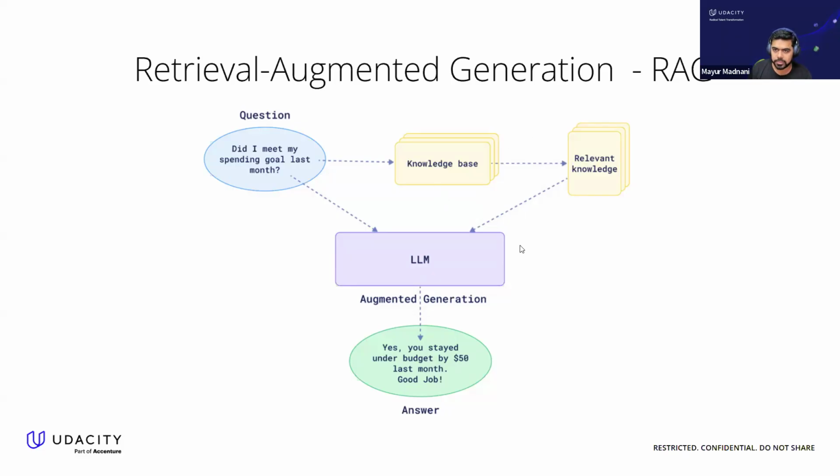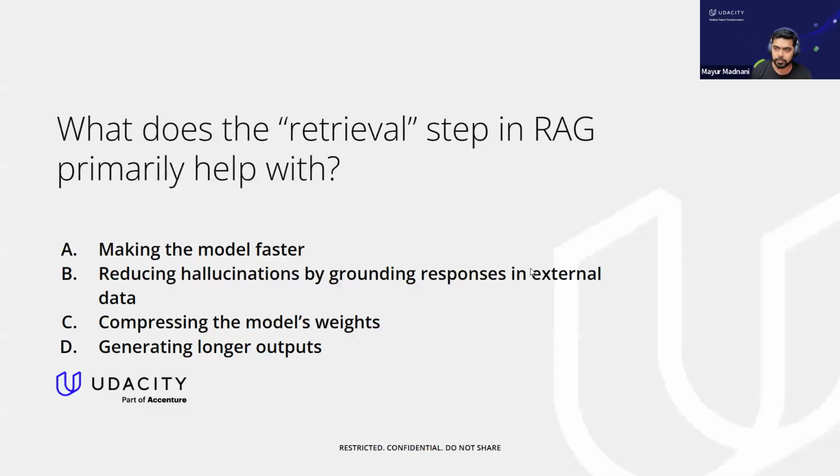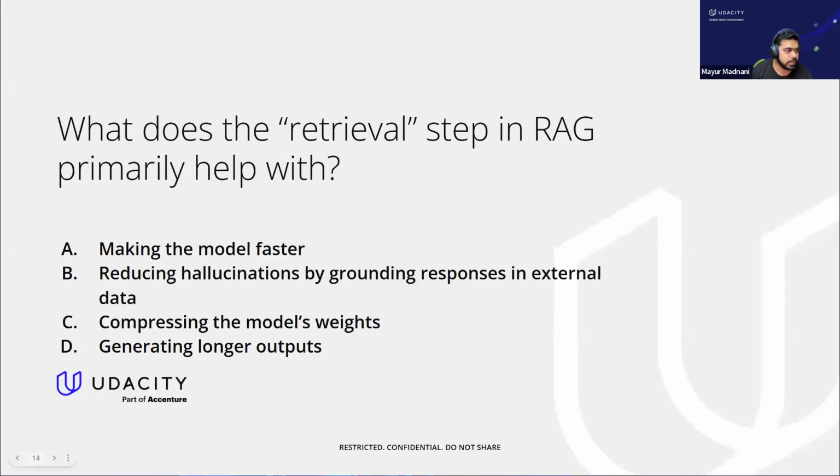Now, this is one good scenario, but how about the prompts? Because that is where the basis of generative AI is all about. So we'll see how can you improvise on your prompts and get more detailed and accurate answers. So for that, before we go there, first let's address a poll. All right, so you would see a poll getting live now. What does the retrieval step in RAG primarily help with? Is it making the model faster? Is it reducing hallucinations? Is it compressing the model weights or generating longer outputs? I'll give you a few more seconds and then we'll move forward.